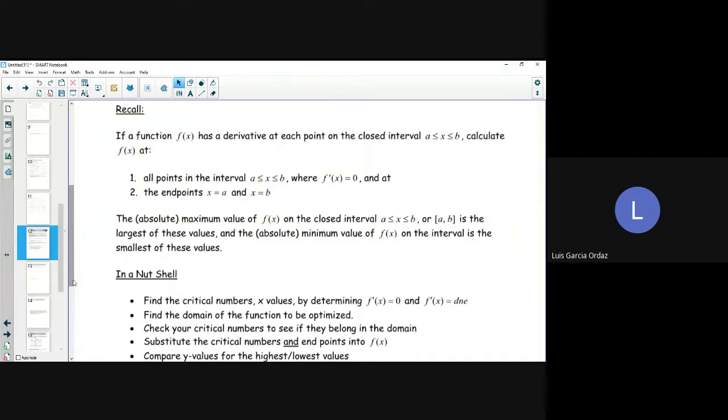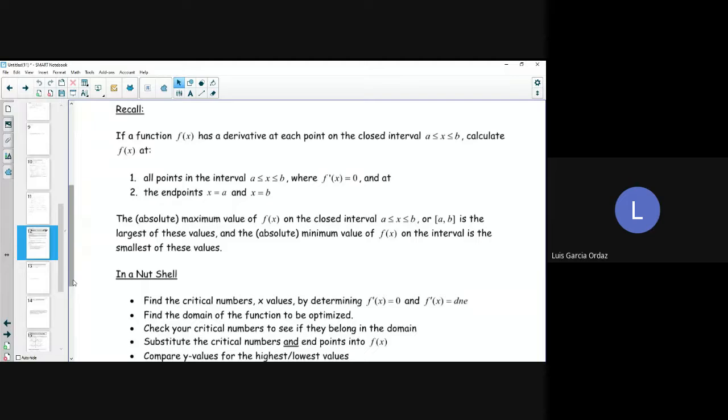If a function f of x has a derivative at each point on the closed interval where x is between a and b, calculate f of x at all points on the interval, a less than or equal to x less than or equal to b, where f prime of x is equal to 0, and at the endpoints a and b. Okay.